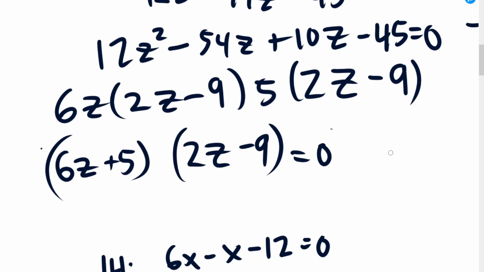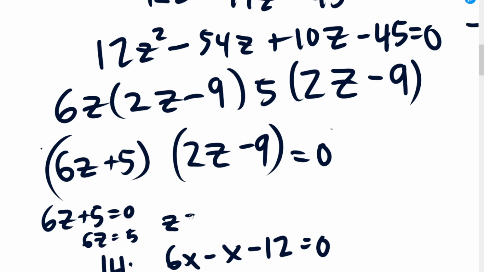Now to finally get our answer, because we haven't actually finished, all we've done is factor it. To get our answer, what we want to do is set both of these equal to 0. Because 0 times something is always equal to 0, right? So if this equals 0, it doesn't matter what's in here, because it will turn into 0, and vice versa. So 6z plus 5 is equal to 0. We'll solve for that. So 6z is equal to negative 5, and then that means z is equal to negative 5/6. And then 2z minus 9 is equal to 0.